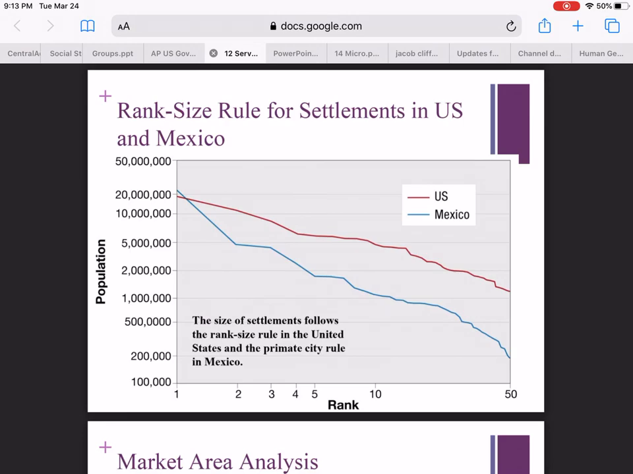But the main thing you need to know here for the purposes of the AP test is if you hear the idea of rank-size rule, just know that it means that the third largest city in a country has 1/3 the population of the largest city, and so on, and that kind of tiers down. And we see that in most developed countries. Now, developing countries tend to follow the idea of primate cities, where they have that one really big, super large city that exists there.